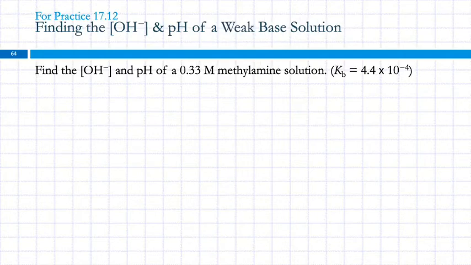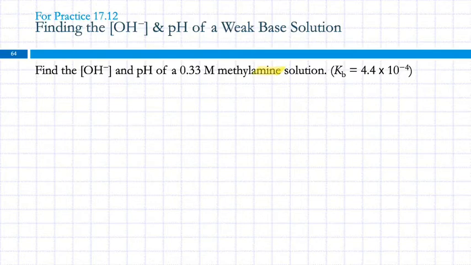Let's do a weak base. Find the hydroxide ion concentration and pH of a 0.33 molar methylamine solution. So when we see amine in here, we don't need to worry about what's in front of it. That's just a weak base. And we look up the Kb. I already did that. This is our Kb. So it's helpful to write out the reaction.